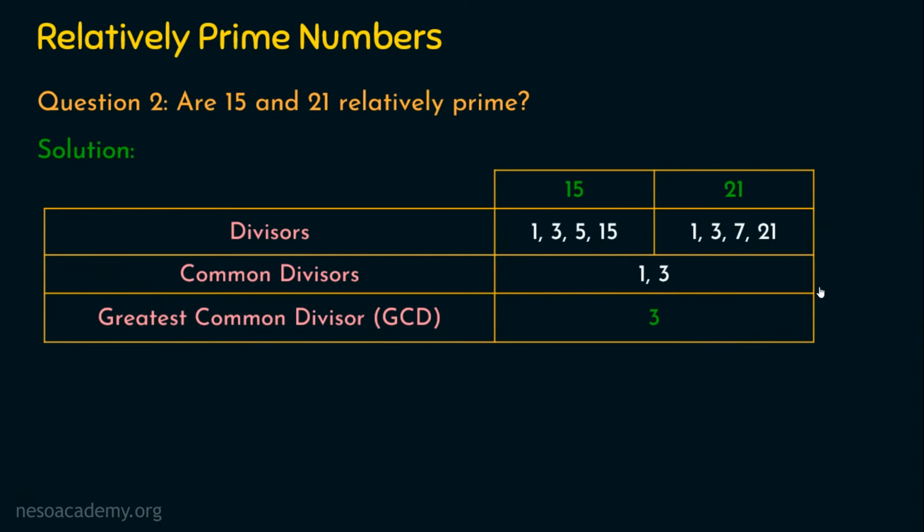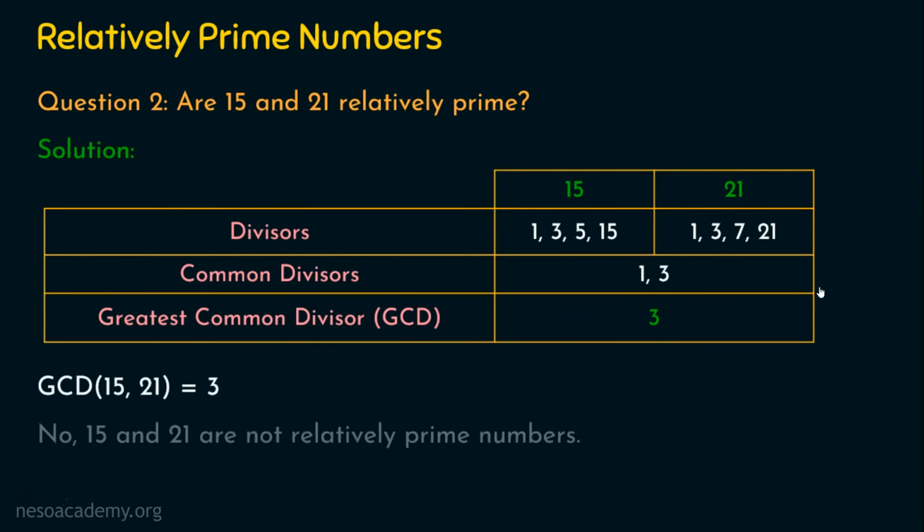So the GCD of 15 and 21 is 3. So the answer to this question, are 15 and 21 relatively prime? No, 15 and 21 are not relatively prime numbers.